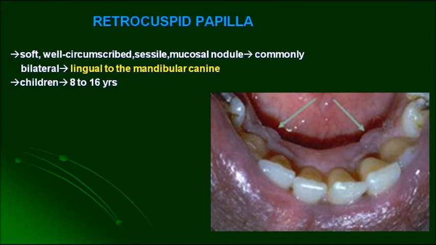So retrocuspid papillae are small mucosal nodules which are commonly bilateral, and they are seen often in children between the ages of 8 to 16 years. The location is lingual to the mandibular canine. Now after the developmental disturbances of gingiva, we are dealing with the disturbances of the tongue.